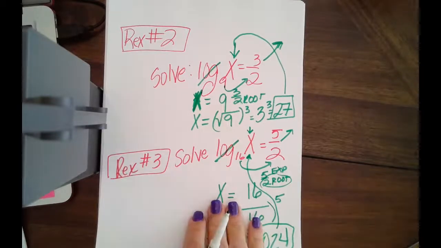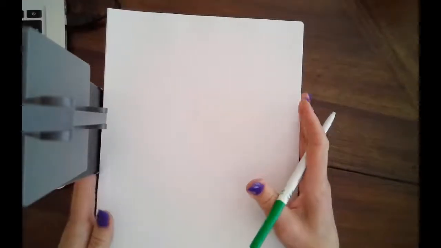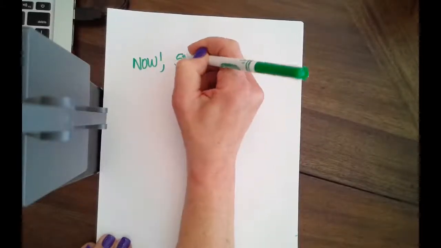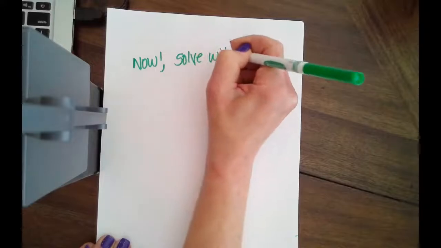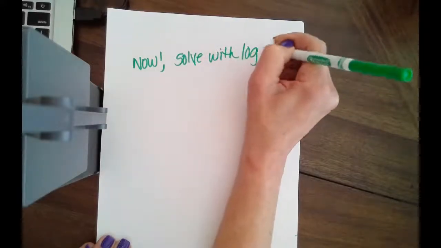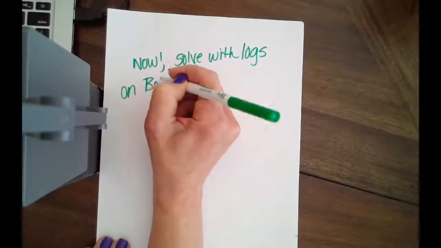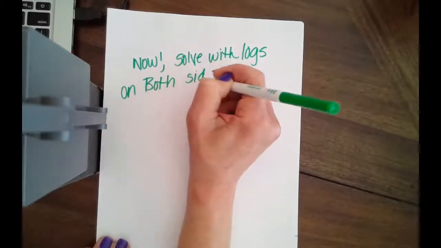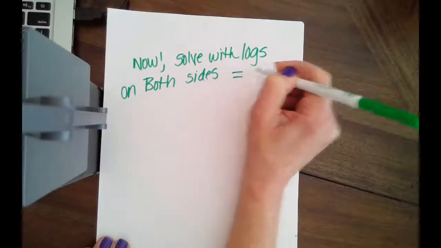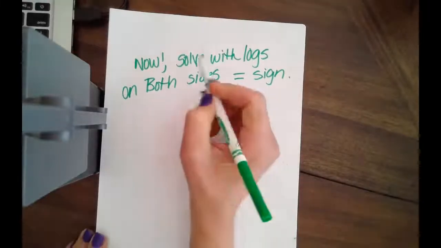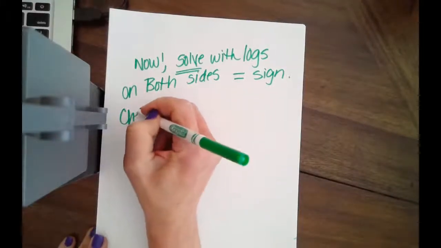Now we're going to change gears and we're going to keep solving, but we're going to up the ante a little bit. So now we're going to solve, and you know logs is short for logarithms, on both sides of the equal sign. We're still solving. We must check our solutions.